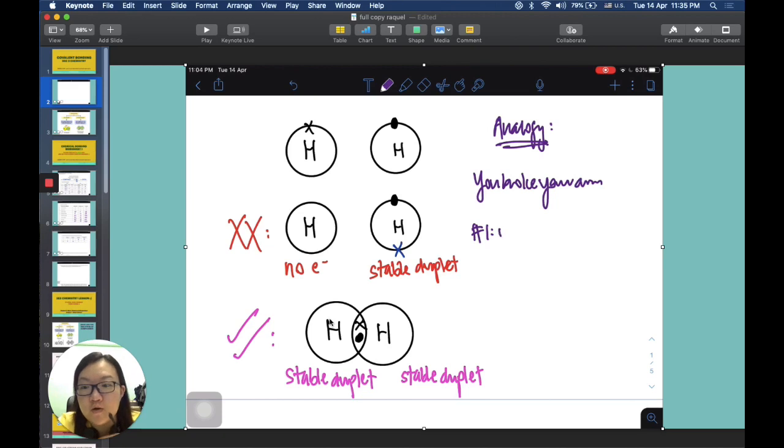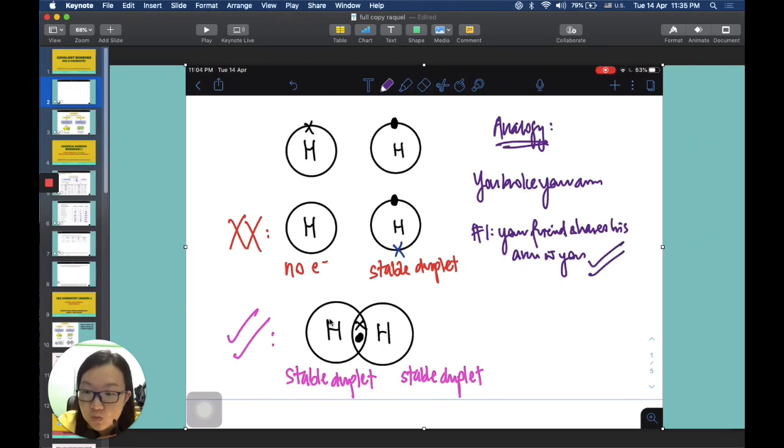Let's say you have a very good friend, your best friend, who decides on case number 1: your friend will share his arm with you. What does that mean? Maybe it means he helps you do writing and so on and so forth. He shares that arm with you so that he can do his own homework, yet at the same time he can help you as well.